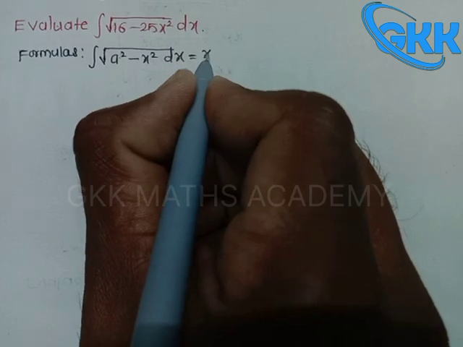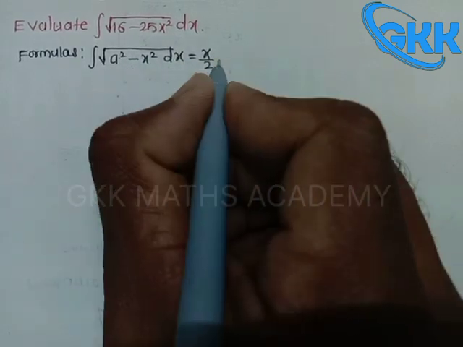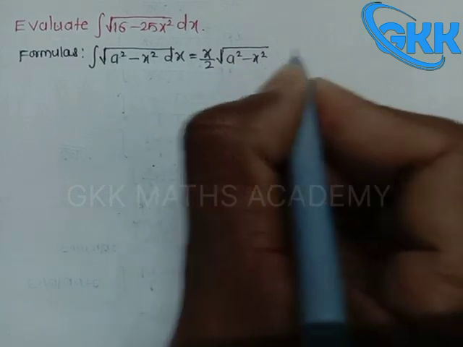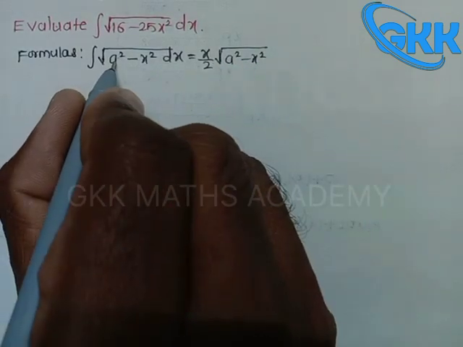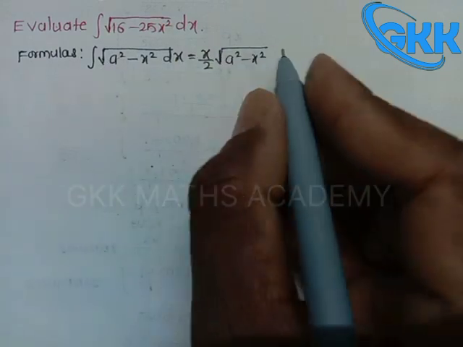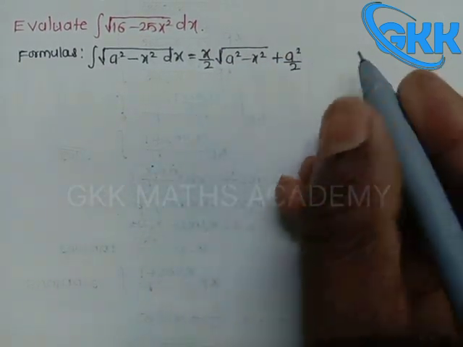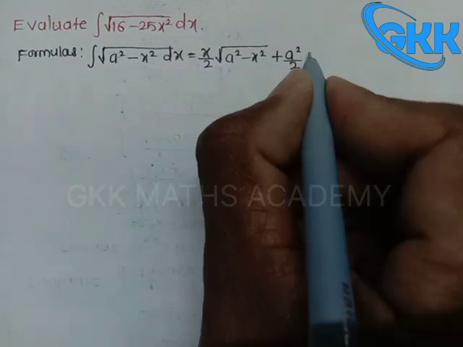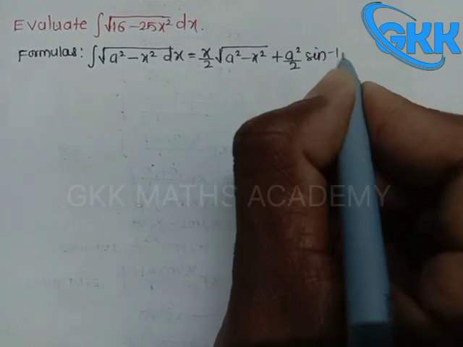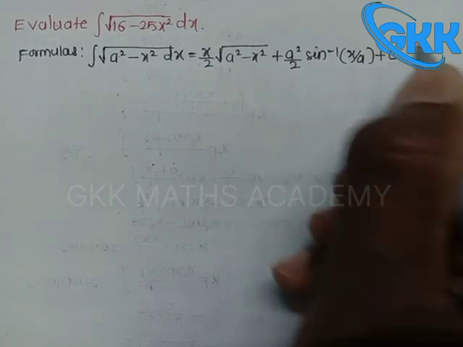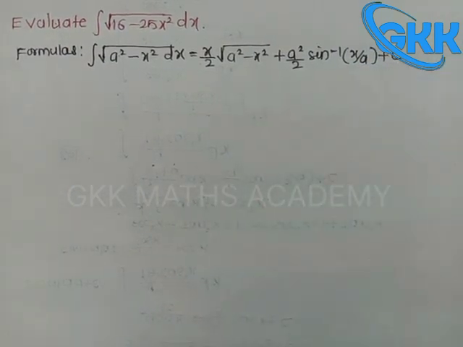The formula is x upon 2 as it is, times the square root of a square minus x square. Here you have to check whether the a square quotient is positive or negative. Positive means plus a square upon 2 times the negative sine inverse of x upon a, plus c. So this is the formula.